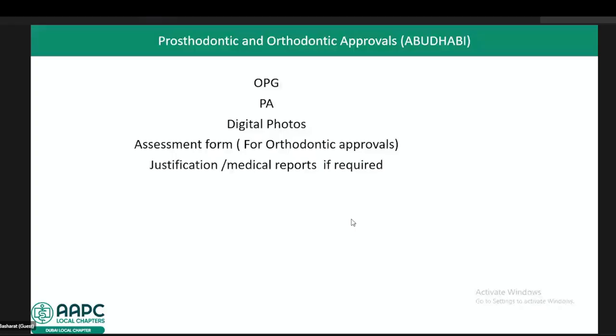So these are some requirements they need to get approval for the orthodontic. They need to attach the OPGs, digital photos, and assessment forms. Sometimes they need the medical reports also.